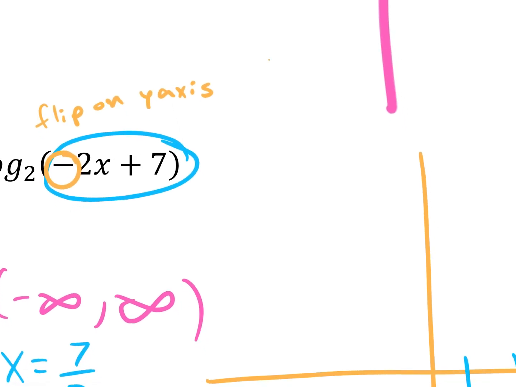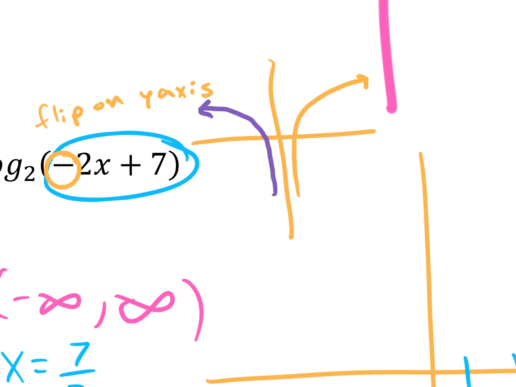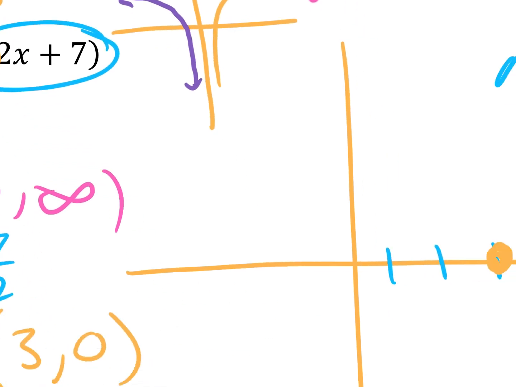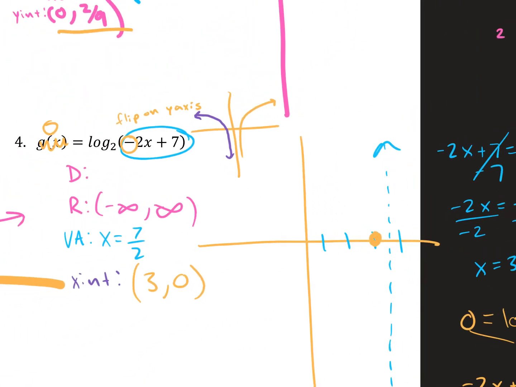So typically, my log graph goes like this, but now if I flip it on the y-axis, that means it's going to go that way. So my graph goes through my x-intercept, and it's in that shape. That way.